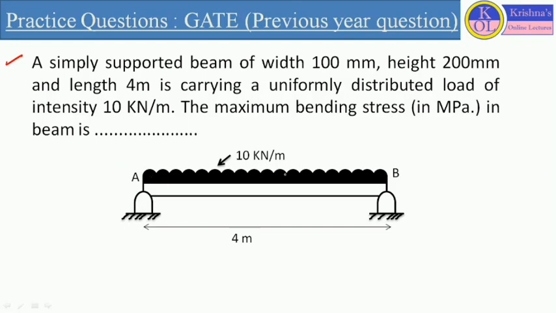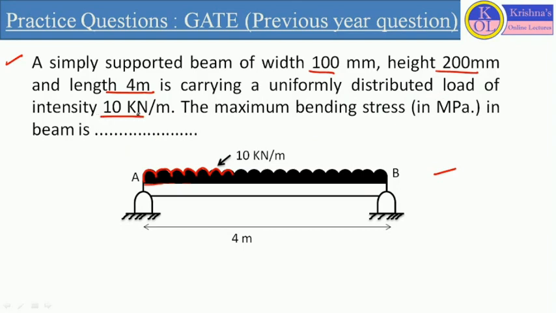So here we have a simply supported beam. Here is the diagram. This diagram is representing a simply supported beam. The length of the simply supported beam is given as 4 meter, width is given and height is given. So we have three given dimensions of the simply supported beam, and it is carrying a uniformly distributed load of intensity 10 kilonewton per meter. This particular term is representing the uniformly distributed load. Uniformly distributed load means the load is distributed in a uniform manner on all parts of the beam, or on the overall beam. That is why it is called uniformly distributed load.